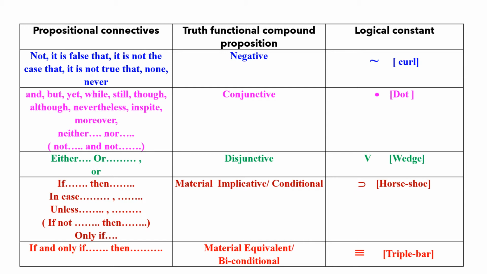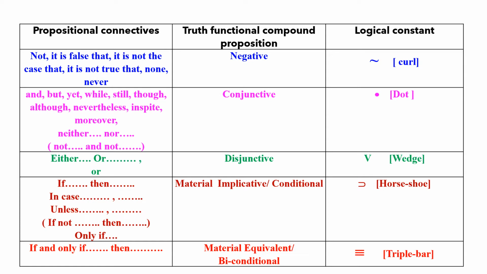When we have the propositional connectives either or, or simply or, the truth functional compound proposition is disjunctive and the logical constant used is wedge. Then if we have the propositional connectives if then, in case, unless, that is if not then, or only if, then the truth functional compound proposition is material implicative or conditional, and the logical constant used is horseshoe.